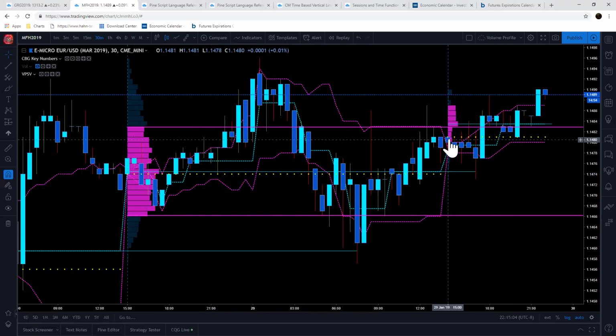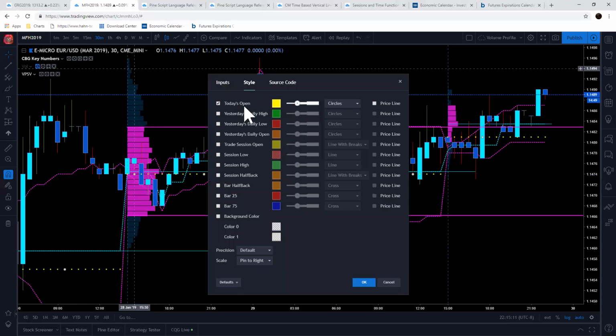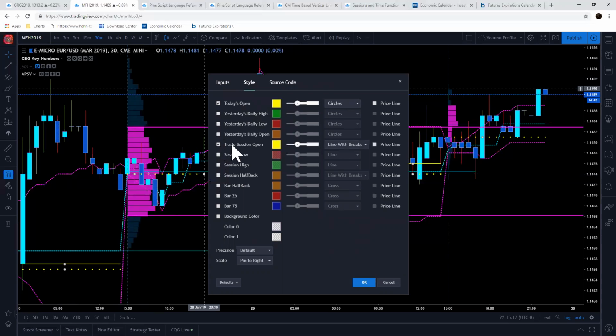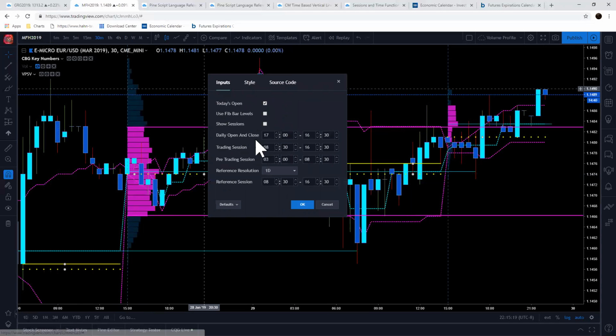We can see where price opened here, and then price opened up right here. If you do want to see the session open, let's trade session open. You could set these parameters here. You could set your trading session, and the TradingView servers are set for Central Time. So that's why I have this at 8:30.